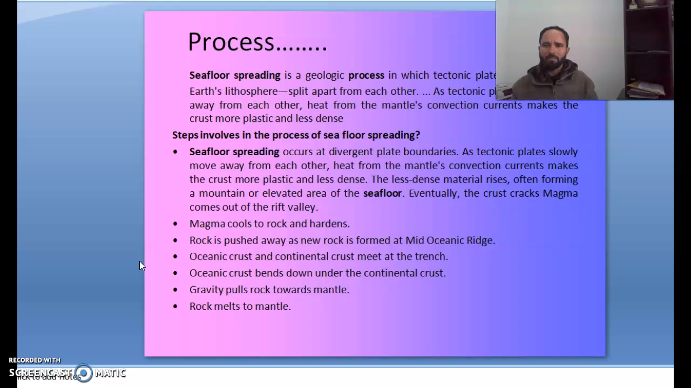The less dense material rises, forming a mountain or elevated area of the seafloor. Eventually, the crust cracks and the magma comes out of the rift valley. The process also includes the oozing out of the magma, the formation of rocks, solidification of rocks, and the formation of oceanic crust.